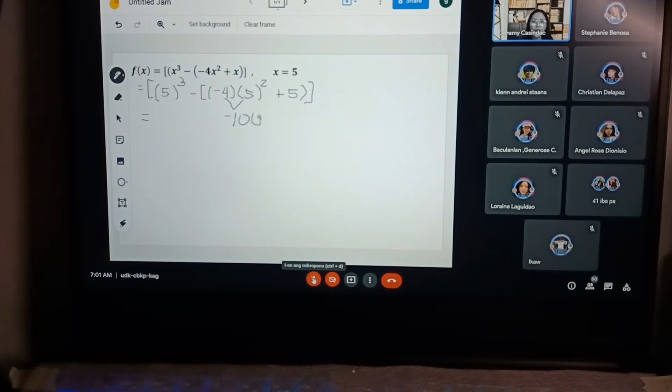So we have now negative 100 plus 5. Negative 95 po. Okay. Yes, that's correct. So we have negative 100 plus 5, that is equals to negative 95. Okay? So meron pa natitirang merong exponent, tama? Yes po. 5 raised to 3.